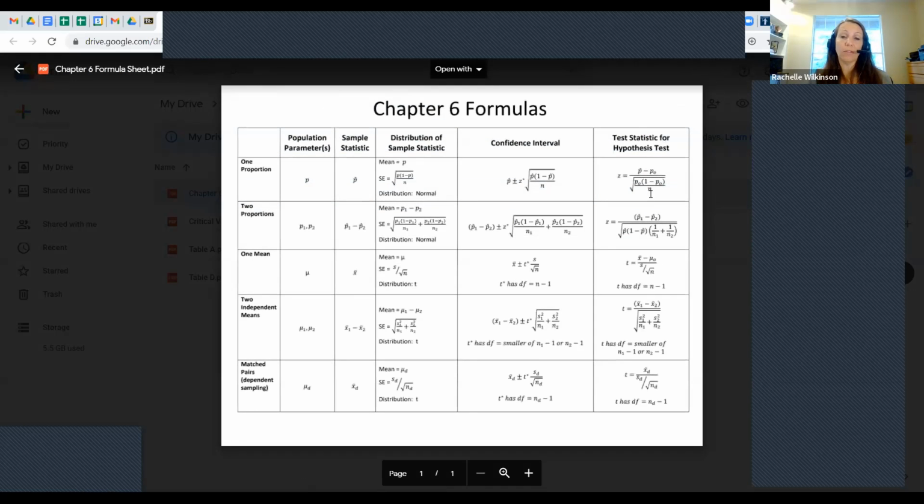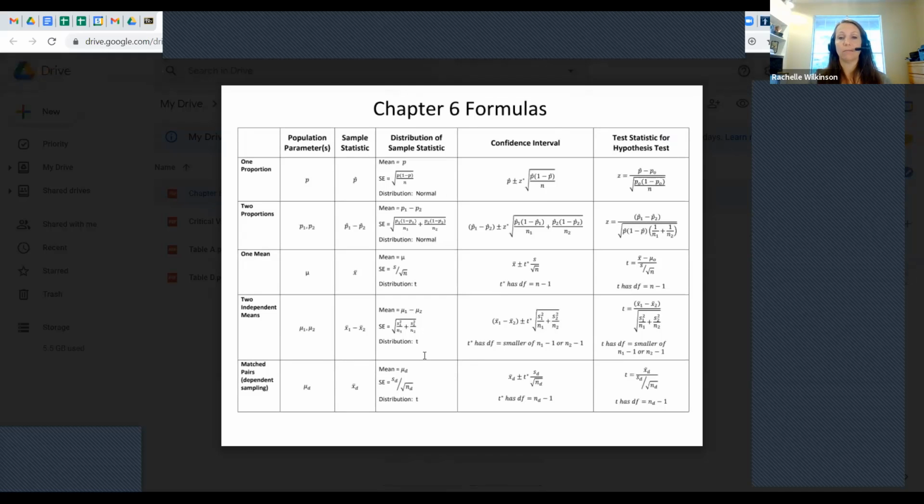So you might want to print out this formula sheet and keep it handy while we're going through chapter 6, because there's kind of a lot of formulas here. In fact, there's so many formulas that test 4 is the only exam that I am going to allow you to have a formula sheet on. So in addition to your one page of handwritten notes, you may also have the formula sheet printed out to have handy on the exam as well.